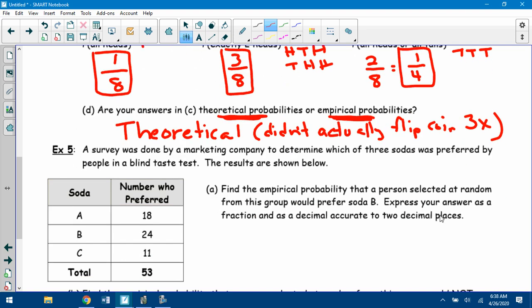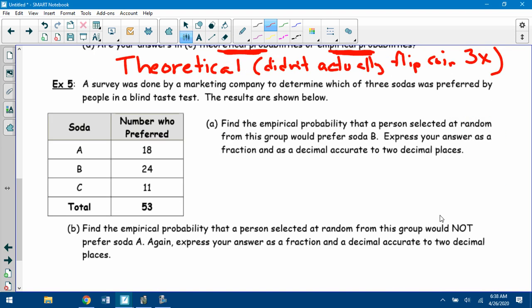Okay, last example. A survey was done by a marketing company to determine which of the 3 sodas was preferred by people in a blind taste test. Results are shown below. You kind of do this if you take AP Stats next year. There's a day where you have Pepsi, Coke, and Wegmans Cola, and you see who prefers what. It's kind of interesting. It might not be what you think.